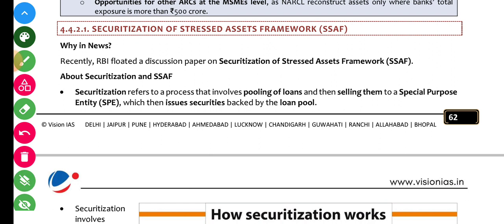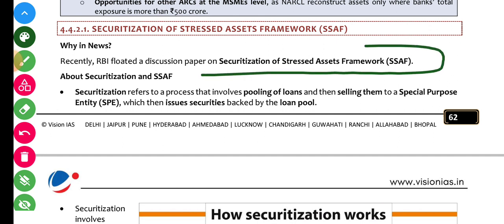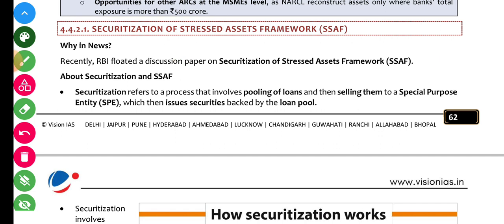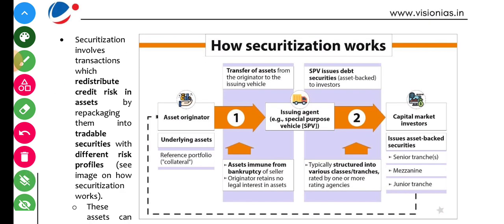Next is the Securitization of Stressed Assets Framework, SSAF. Recently, RBI floated a discussion paper on the securitization of stressed assets framework. Securitization refers to the process that involves pooling of loans and then selling them to a special purpose entity, which then issues securities backed by the loan pool. So keep this in mind.